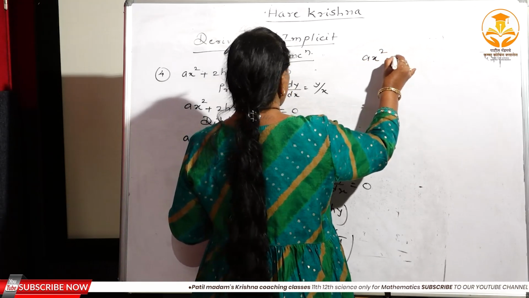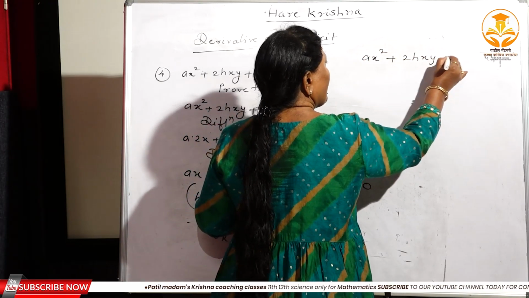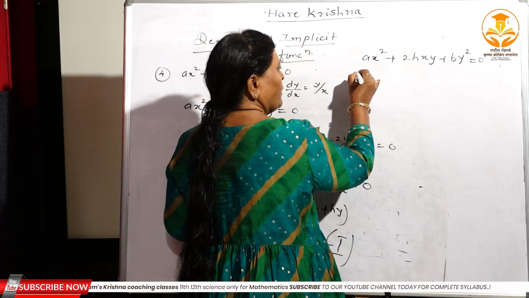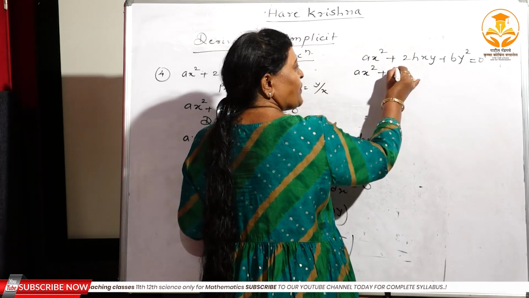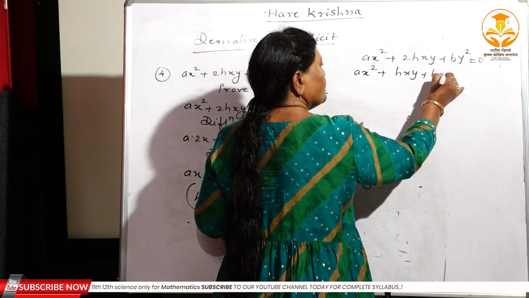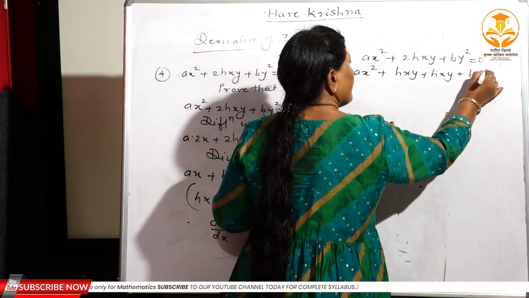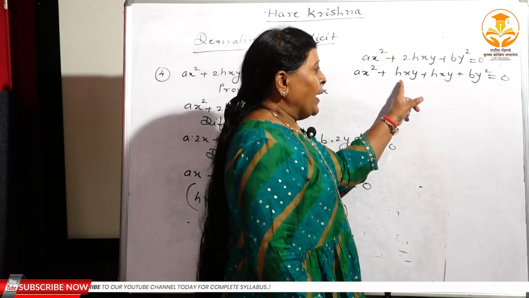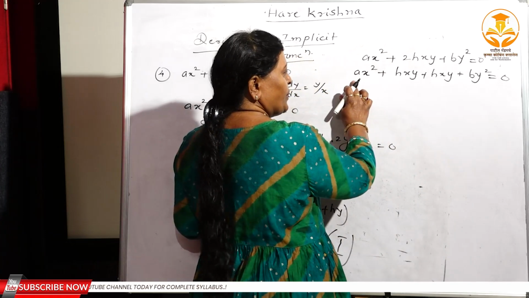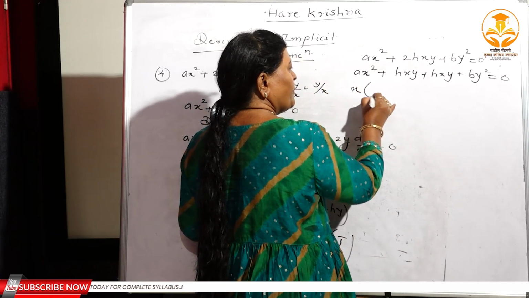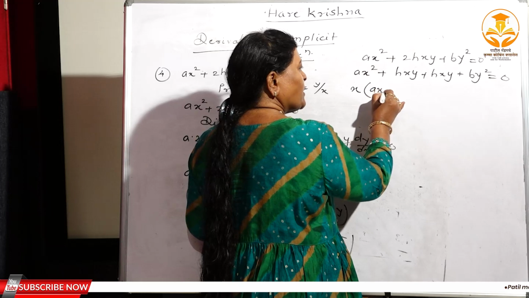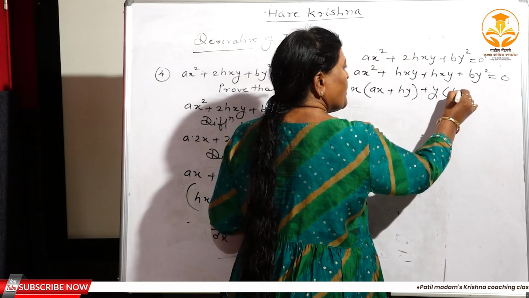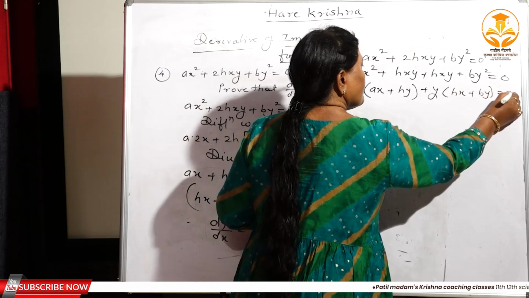See here. If you observe this, ax square plus twice hxy plus by square is equal to 0, isn't it? Now this term you can write like this: ax square plus twice hxy you can write as ax square plus hxy plus hxy. Can you write like this? Because there is 2 times hxy. Therefore, 2 times hxy you can write as hxy plus hxy. Now, if you observe this, from the first 2 terms you can take x common. If you take x common, what remains? ax plus hy. Again, from these 2 terms you can take y common. What remains? hx plus by. It is equal to 0, right?